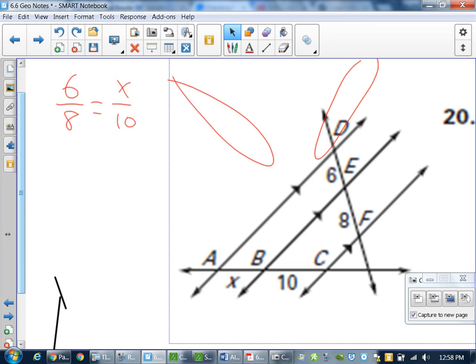So if you go this way, you kind of tilt like that. The 6 is on the top and the x is on the top because they're further away. If I go this way, it's working this way, so it has to be the 8 and 10 on top. Okay. So you cross multiply out, you get 60 is 8x, divided by 8, you get 7.5.